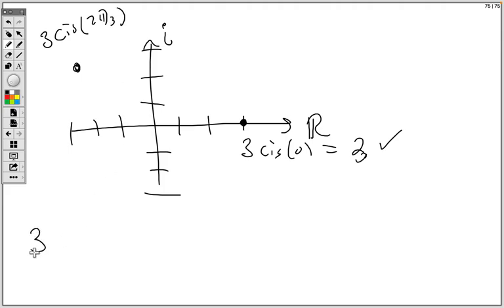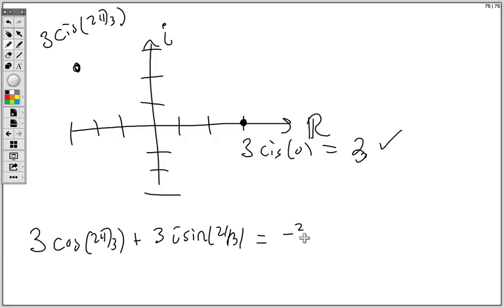Well, guess what that works out to be? 3 cosine 2 pi over 3 plus 3i sine 2 pi over 3. That's going to be minus 3 halves plus 3i square root 3 over 2.